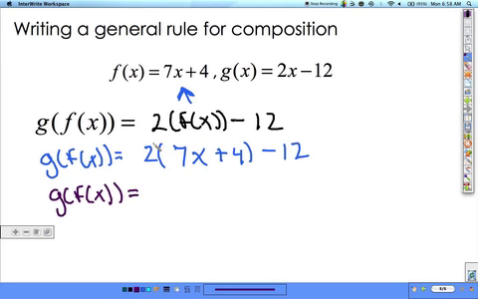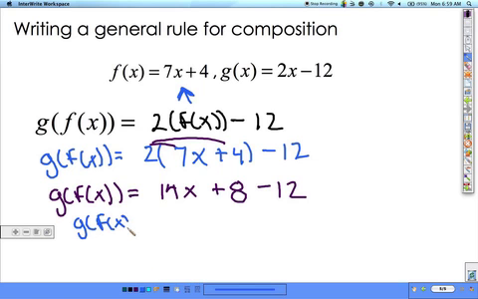So now I'll just finish this up by saying g of f of x is equal to, I'm going to distribute my 2, so I have 2 times 7x, which is of course 14x. 2 times 4 is equal to 8. And then on the outside of my parentheses, I have minus 12. Let me just go ahead and clean this up. So I have g of f of x equals 14x, and positive 8 minus 12 is going to give me negative 4.